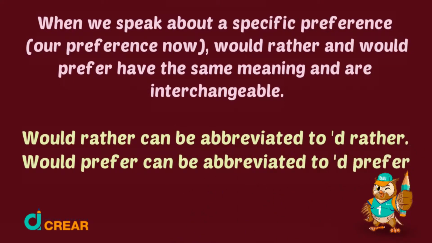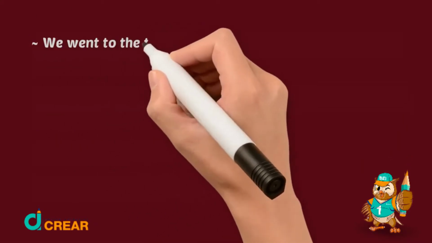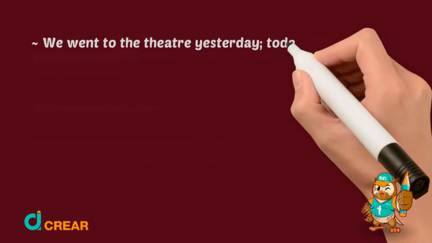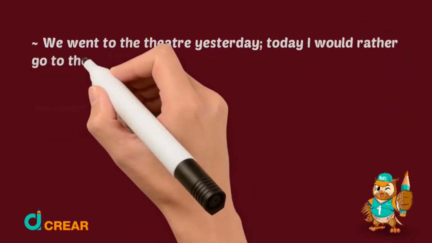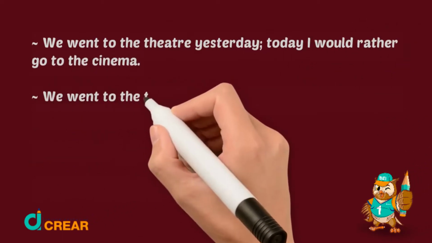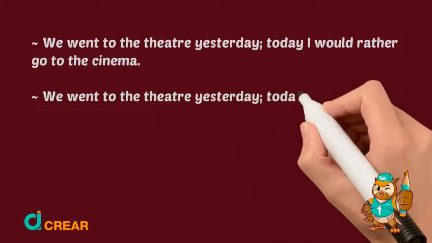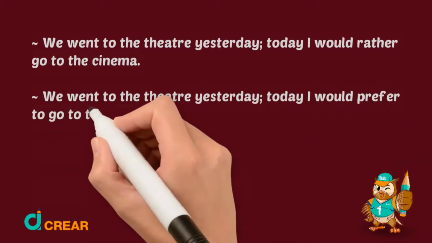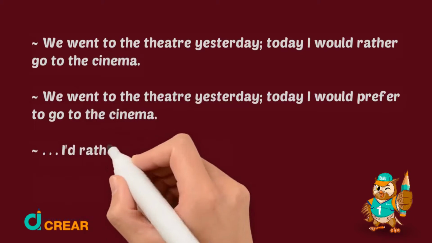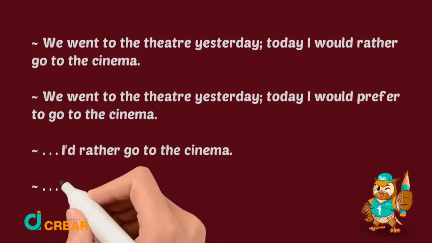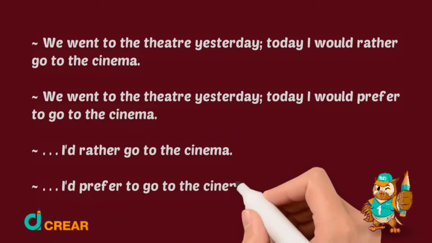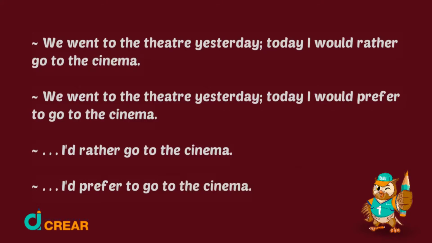Here we have the examples. We went to the theater yesterday. Today, I would rather go to the cinema. And the other is, we went to the theater yesterday. Today, I would prefer to go to the cinema. In the first one, kids, we have I'd rather go to the cinema. And in the next one, we have to use to, right? So I'd prefer to go to the cinema.